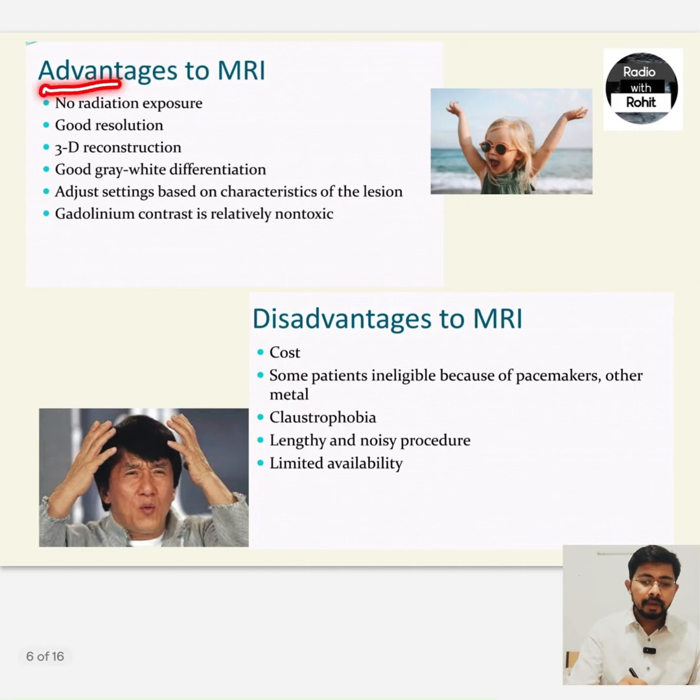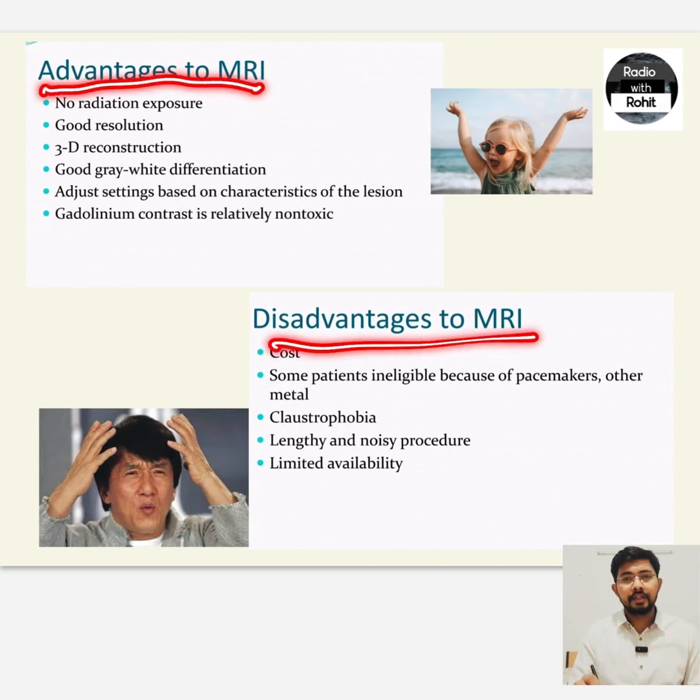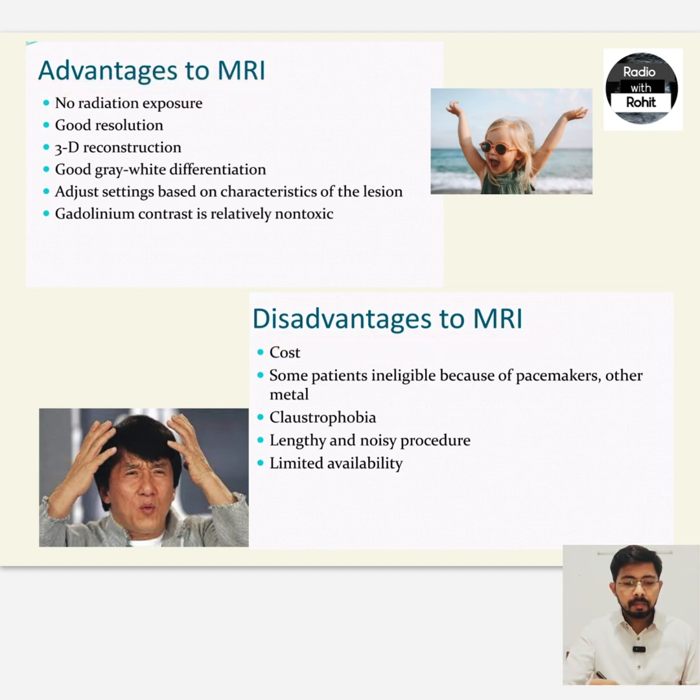So we have some advantages of MRI here and some disadvantages of MRI. Advantages of MRI are no radiation exposure, good resolution, better 3D reconstruction, good gray and white matter differentiation, adjustable settings based on the characteristics of the lesion, and gadolinium contrast is relatively non-toxic. However, if we do multiple scans, then this gadolinium could get deposited in our body, but for a few scans it is better for our body. So every coin has two sides.